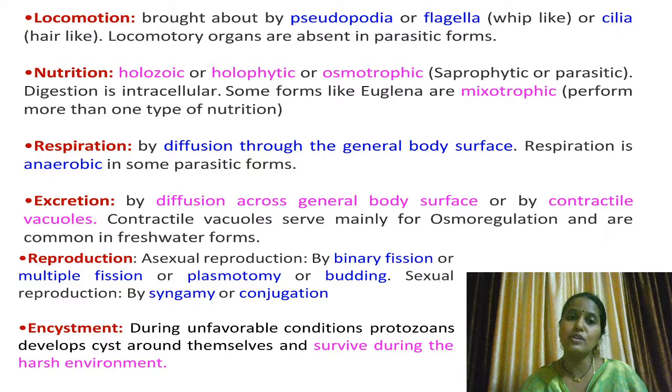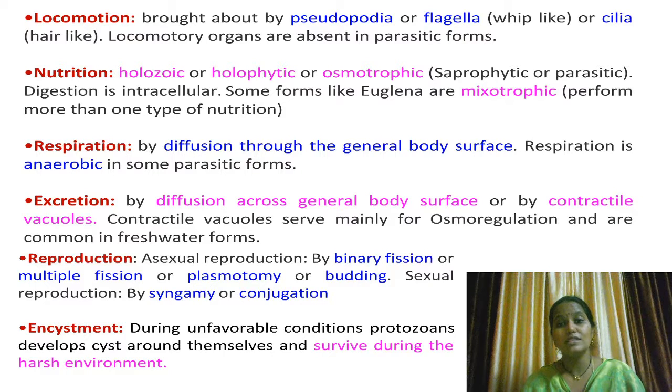Nutrition can be holozoic, that means like animals, holophytic like plants, or osmotrophic, that is saprophytic or parasitic. Digestion is intracellular. Some forms of protozoans, for example Euglena, show mixotrophic nutrition, that is they perform more than one type of nutrition. Respiration occurs by diffusion through the general body surface. Respiration is anaerobic in some of the parasitic forms. Excretion occurs by diffusion across the general body surface or by contractile vacuoles.